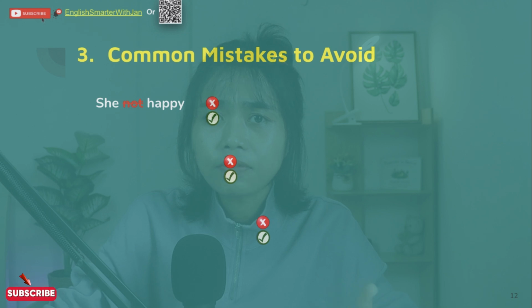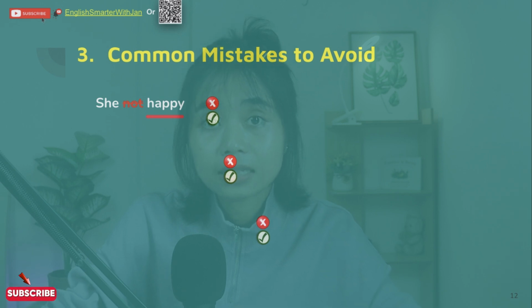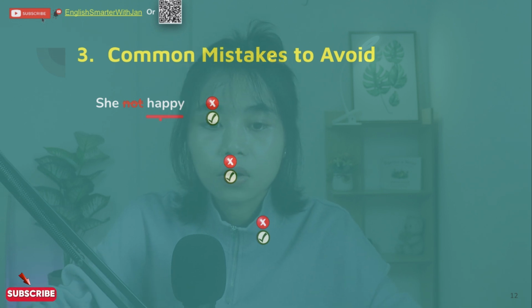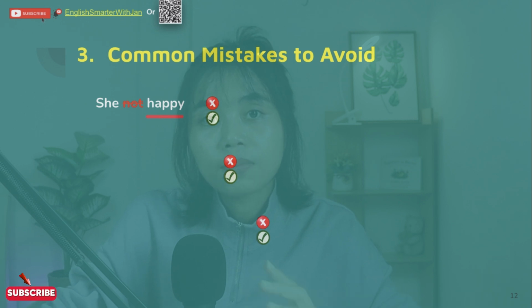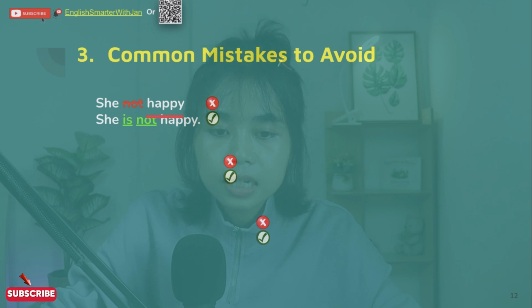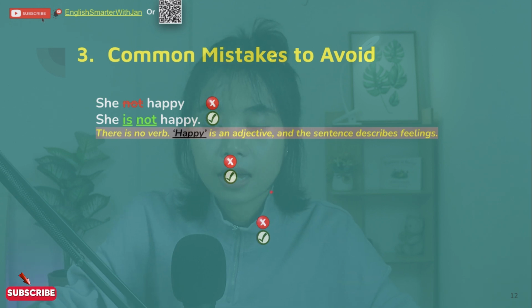Why do we need the verb to be in this sentence? Because the word happy is an adjective. Do you remember? We use the verb to be with the subject complement, right? And the subject complement can be an adjective phrase. So in this sentence, to fix it, we need to add the verb to be before the word not, because it is a negative sentence. Here's the correct version. She is not happy. I'm sorry. Let me erase this one. She is not happy. All right.